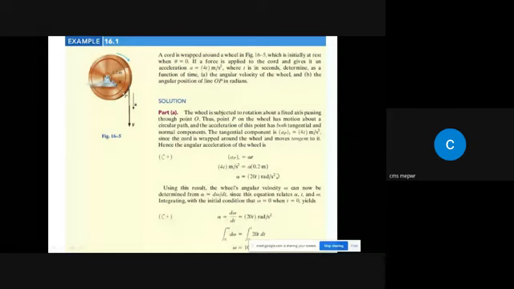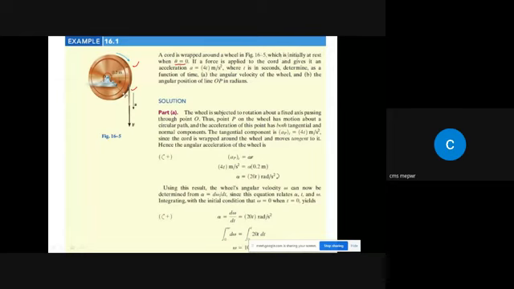Okay, now let's look at this example. What they are saying: a cord is wrapped around a wheel as shown in this figure. This is the figure. We have this cord wrapped around this wheel, which is initially at rest, right? So initially at rest when theta is equal to 0. So when angular position theta was 0, the system was at rest.